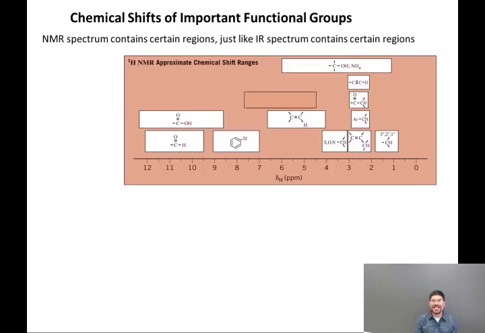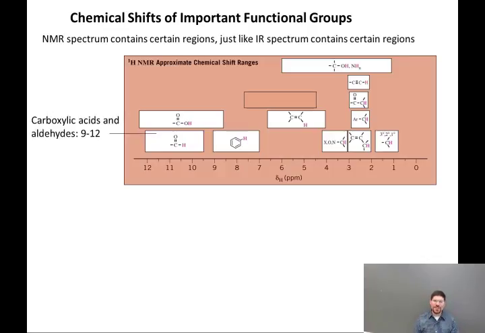The NMR spectrum contains certain regions, just like the IR spectrum contains certain regions. So depicted here is a diagram of where you would expect the NMR peaks of certain types of hydrogens and certain functional groups to come. And at least in my class, you will have this diagram with you on the exam. But in terms of working lots of NMR problems, you will need to start to get somewhat of an intuitive sense of where to expect certain types of hydrogens when you see a spectrum. So what I want to do is go over this diagram a little bit and start to explain to you why you get certain peaks in certain regions.